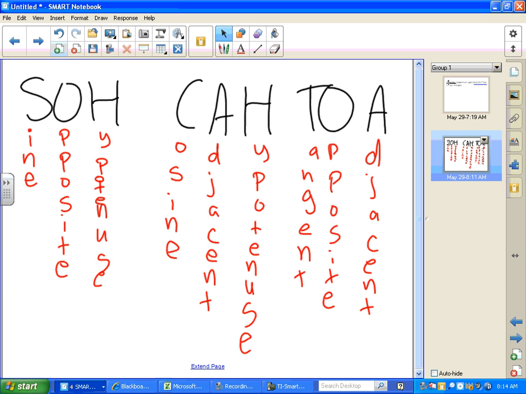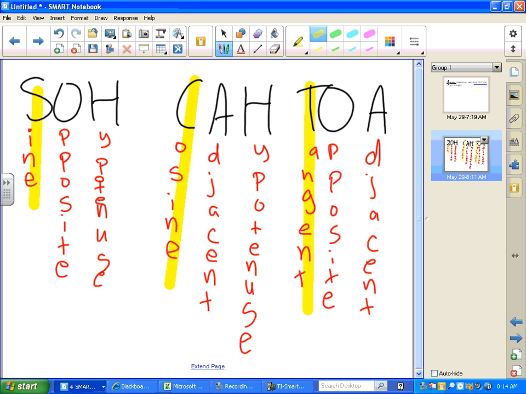Always. Okay. I am going to highlight on mine the sine, the cosine, and the tangent, because those are the trig ratios. The two other letters right next to it just help you to set it up, okay? When I taught this to geometry last year, they got very confused with that.